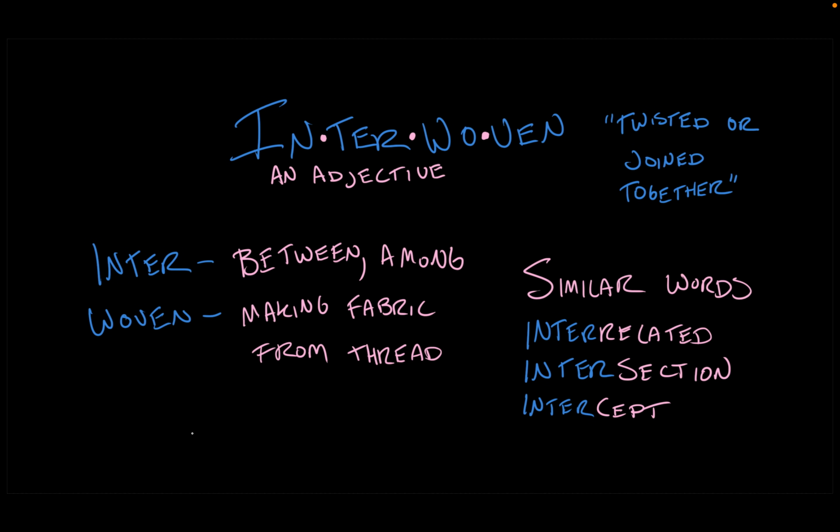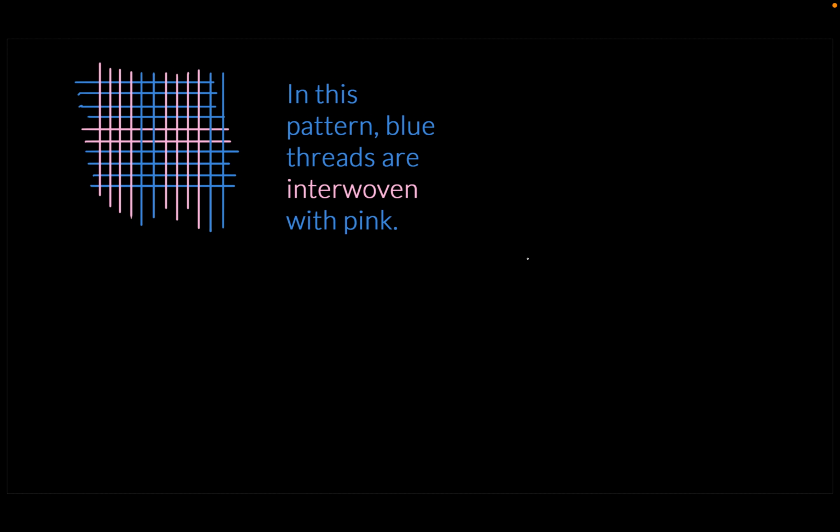Let's use interwoven in a few sentences. Here's a literal use. In this pattern, blue threads are interwoven with pink, right? If you do this enough times, you can sort of see where plaid comes from. The strands are literally woven together.